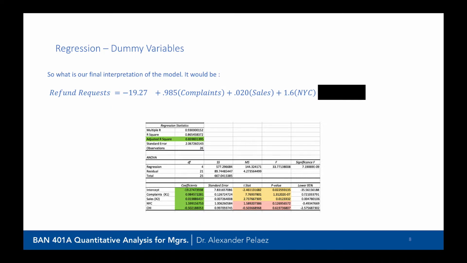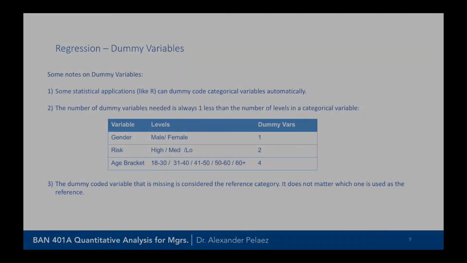Plus 1.6 added if you're in New York City, minus 502 if you're in Chicago. And again, if it was Dallas, those last two terms would just drop off because they would both be zeros. 1.6 times 0, and Chicago would be 0 as well. So here's some notes on dummy variables.